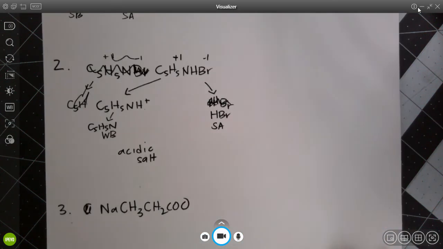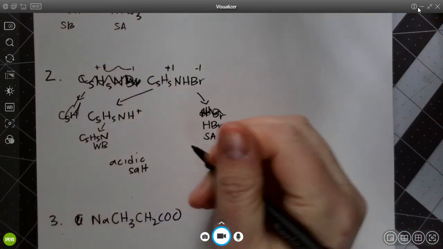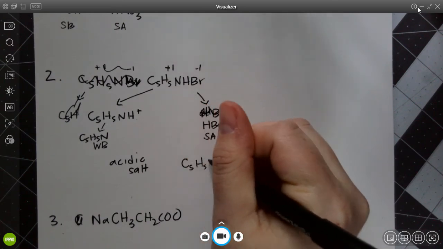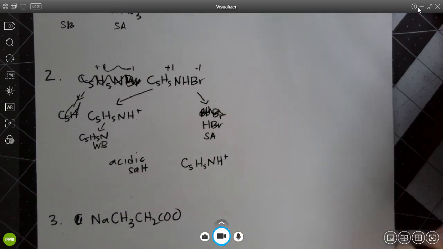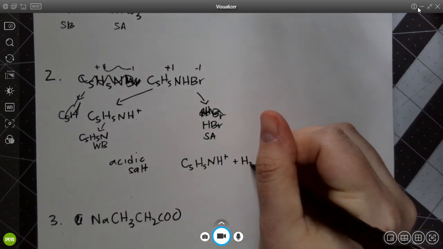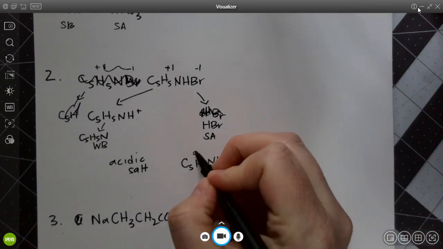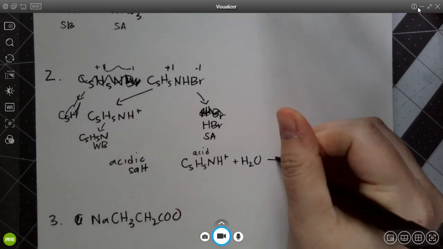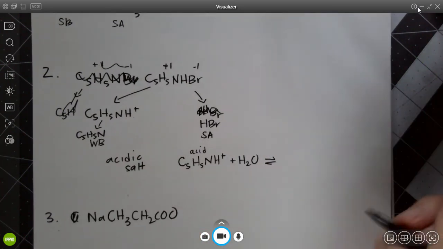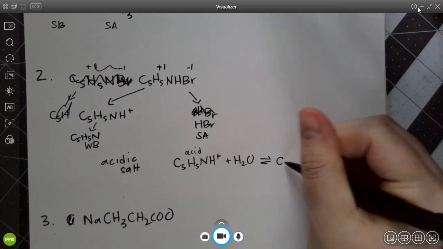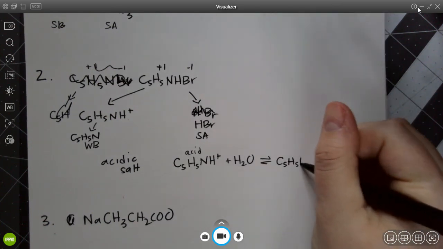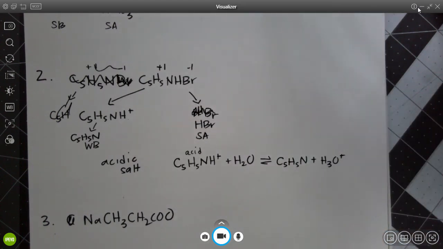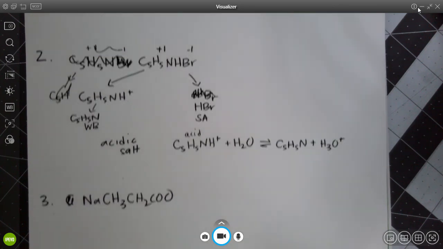Okay, and just as a little bit of practice, I think it might be a good idea for us to try and write that equation. So my ion here from the salt, if I get that together with water, and I know that this is going to be an acid because it's coming from a weak base, we'll get together, and now this is an equilibrium process. That's going to make C5H5N and H3O+. And if you don't feel 100% confident about this yet, that's okay. We will do a lot of practice.